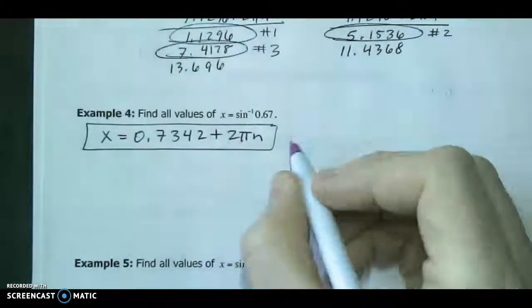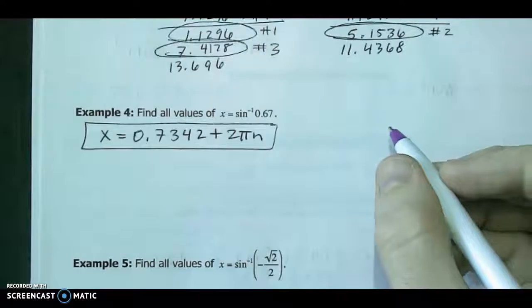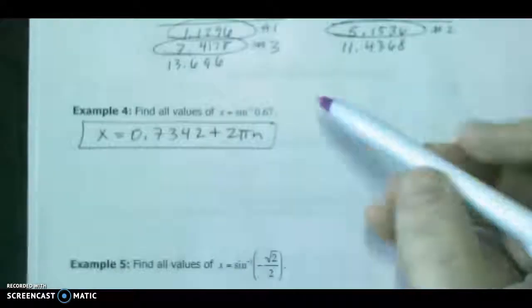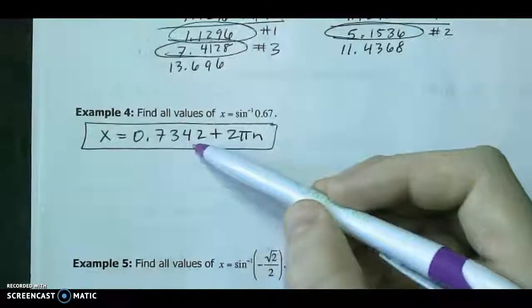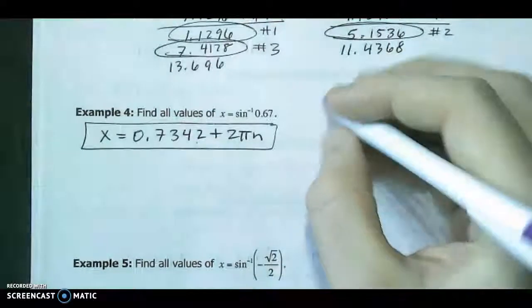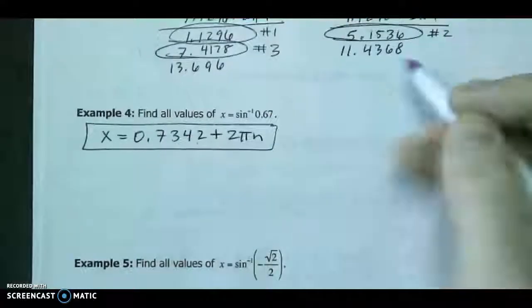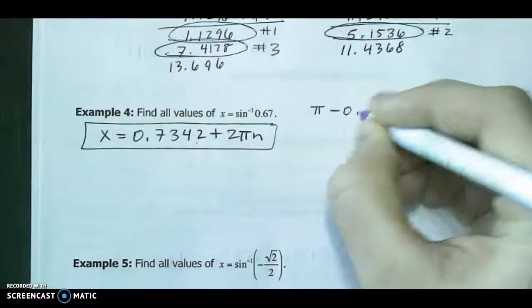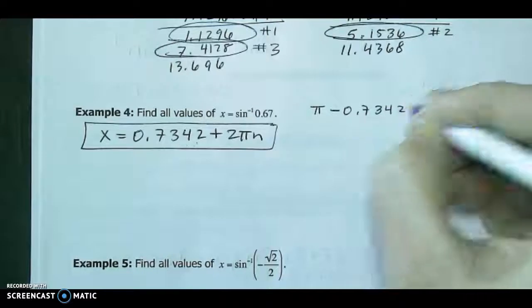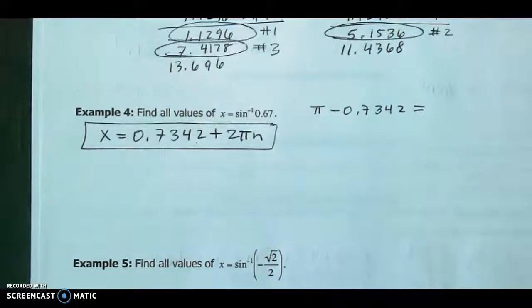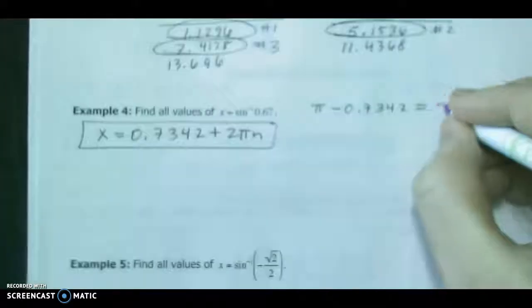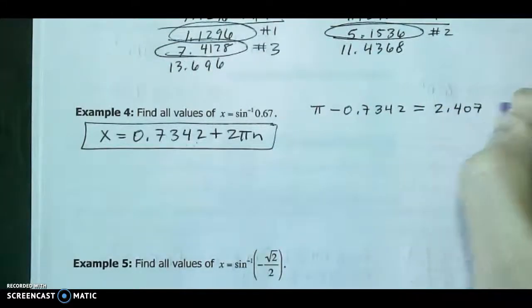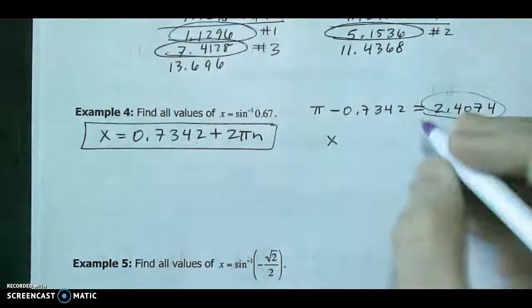And to get the other value of sine, you always want to do 180 minus that. Or not 180 since we're in radians, but in this case, pi minus that. So pi minus that would be 2.4074, and that is my other equation.